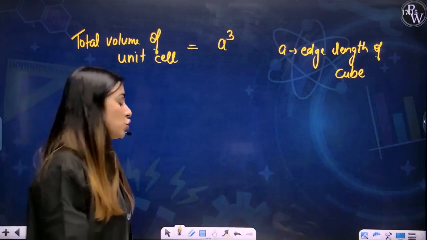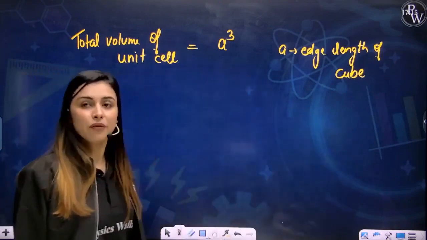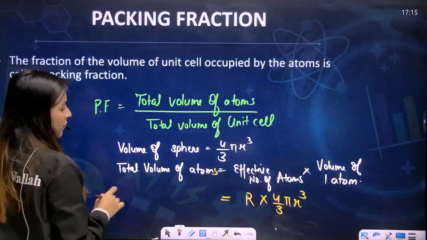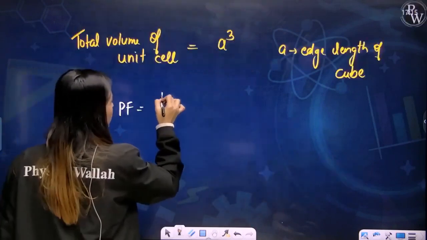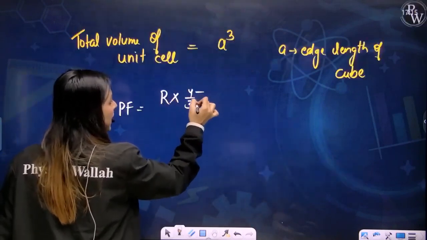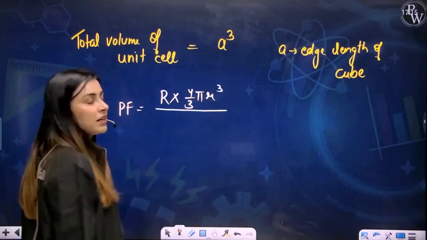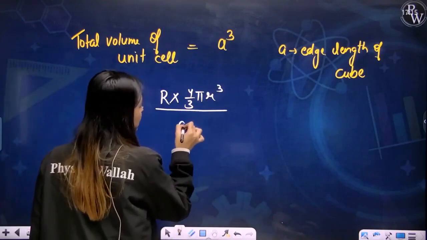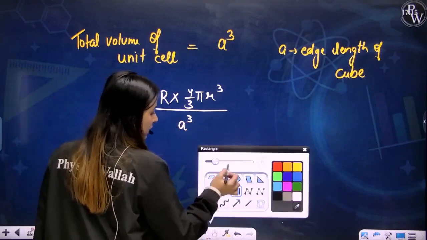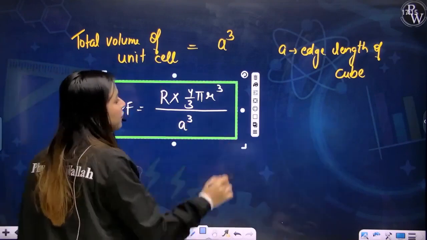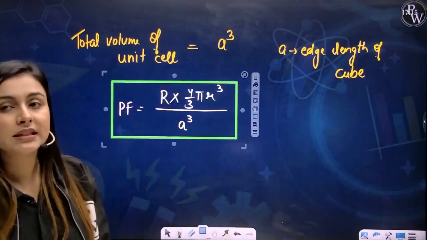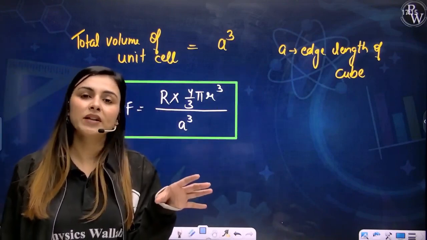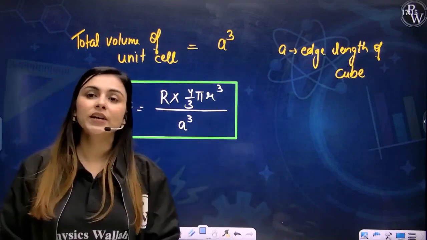Now let's incorporate all these into the formula. The packing fraction will be equal to rank into 4 by 3 pi r cube, divided by the volume of the cube, that is A cube. So this is actually the formula for the packing fraction of a unit cell. Calculate its rank, multiply it by 4 by 3 pi r cube and divide it by A cube, and you will get the packing fraction.